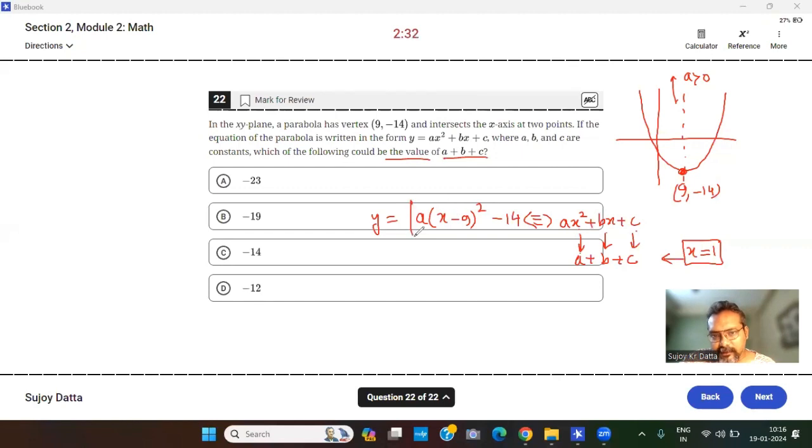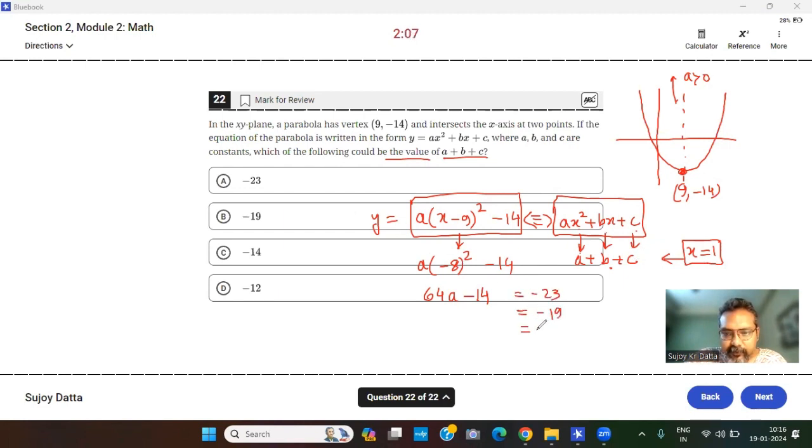Now, since this is the same as this, because I've just expressed it in the vertex form, when I plug in x as 1 here, I should plug in x as 1 there also. So I should get a times (1 minus 9) squared, so that is 64a minus 14. So 64a minus 14 is my value of a plus b plus c, and that is one of these. So it's either minus 23 or minus 19 or minus 14 or minus 12.